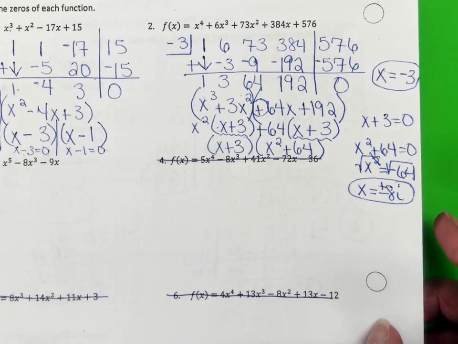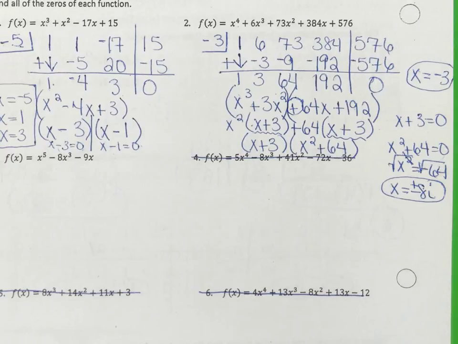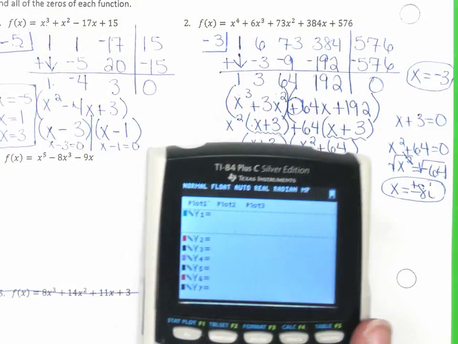All right, last one, number 3. Here we go. Go to y equals. It's pretty short to plug in.